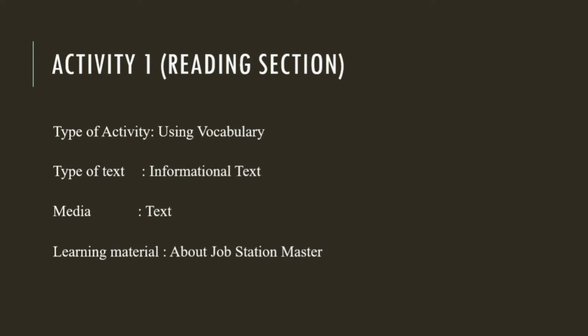In activity 1, reading section. The type of activity 1 is using vocabulary. And why did I choose vocabulary? Because I think vocabulary is one of the most important things. So it can help learners to add to their vocabulary. The type of text is informational text. And the media that I use is a text, of course. And the learning material is about the job of a station master.